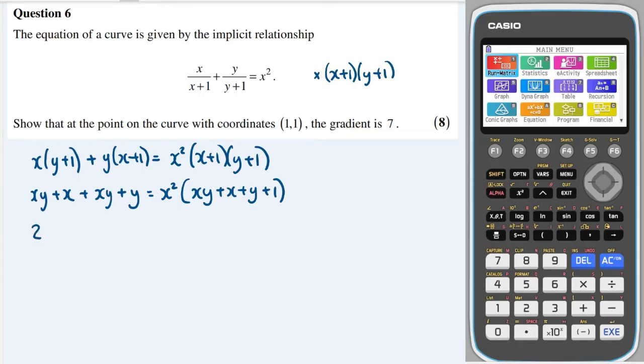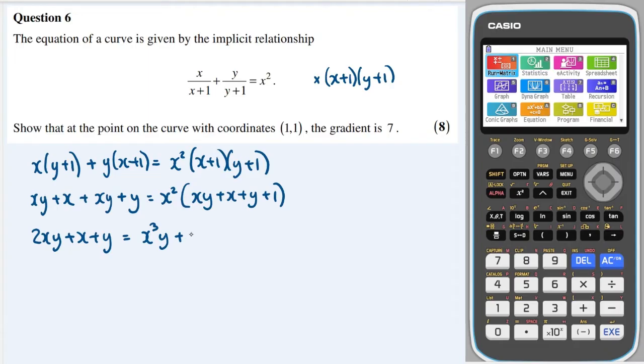Simplifying further, this is going to have 2xy on this side plus x plus y, and multiplying out these brackets is going to give me x cubed y plus x cubed plus x squared y plus x squared. And now we need to differentiate, bearing in mind that we're going to have these three products, so I have to use the product rule for those ones.